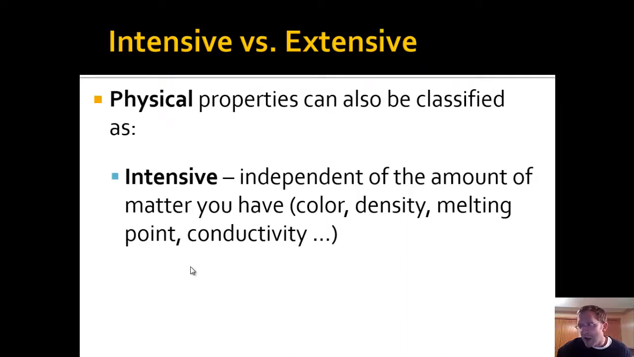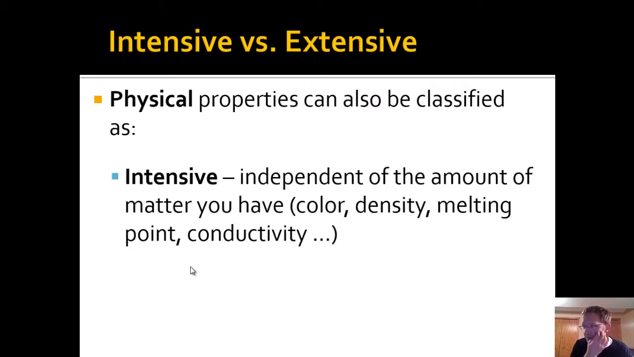We can look up copper's density on our periodic table or in the back of our lab book, and it's right around 8.92 grams per cubic centimeter. That's true no matter how much copper you have. A big chunk, a little chunk, it's going to have a density that's the same. The melting point of ice is 0 degrees Celsius. That's true whether you're talking about a little ice cube or an entire sheet of ice. It's going to melt at the same temperature every time.